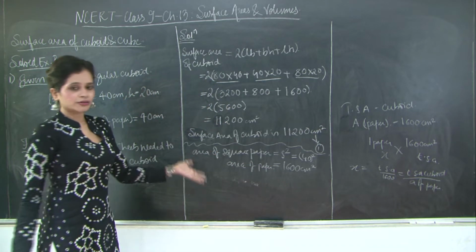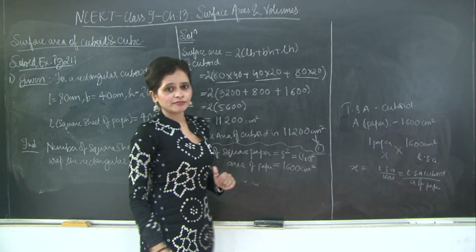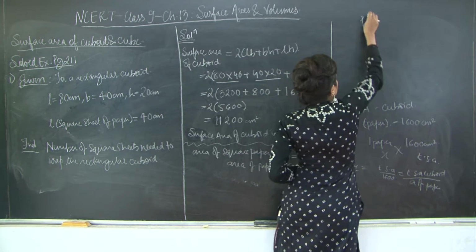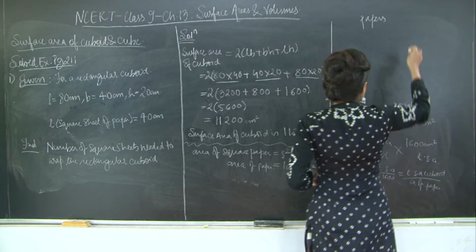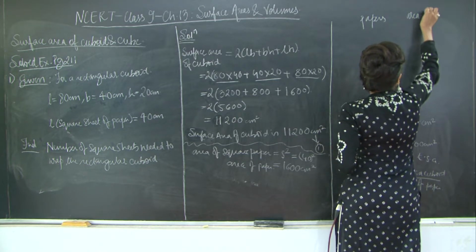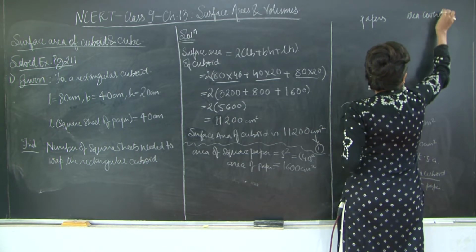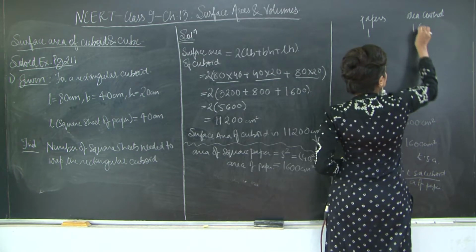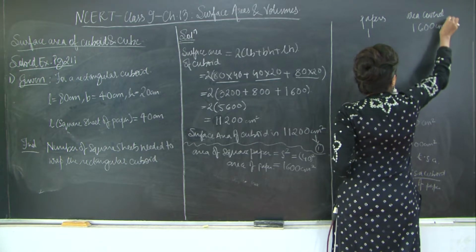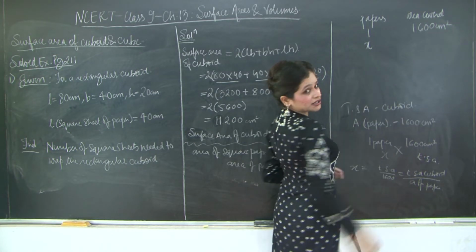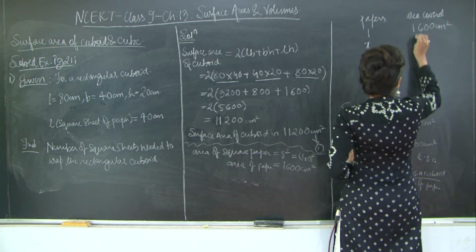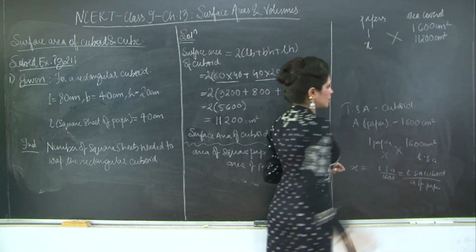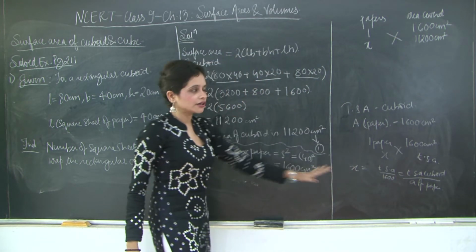Now we are going to use the unitary method to solve and find the number of papers that are needed to cover the rectangular cuboid. So I'll say papers and area covered. So one paper covers how much area? 1600 centimeters square. So how many papers? I'll say X covers 11200 centimeters square. Now I will cross multiply. So now does this make sense, what we learnt earlier?